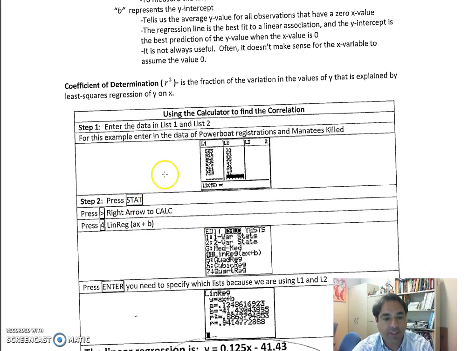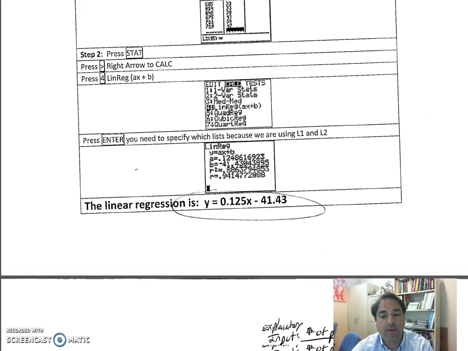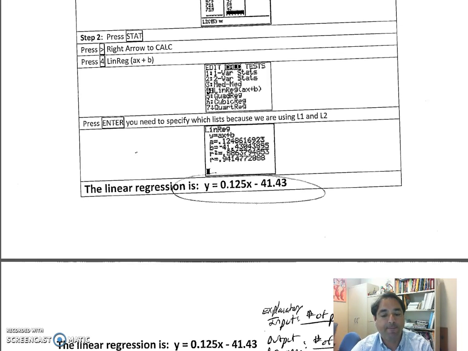Stat, Calculate, hit right, number 4 for linear regression, and make sure your diagnostic is turned on. When you do that, the r squared is the coefficient of determination, the percent of the data explained by the line. So we're going to be practicing this going back to our manatee data.